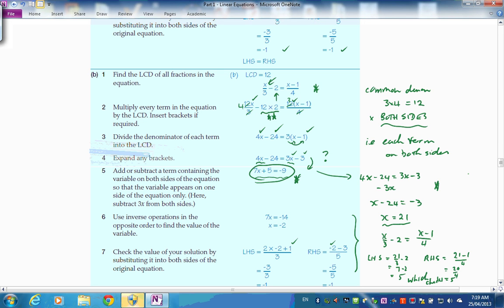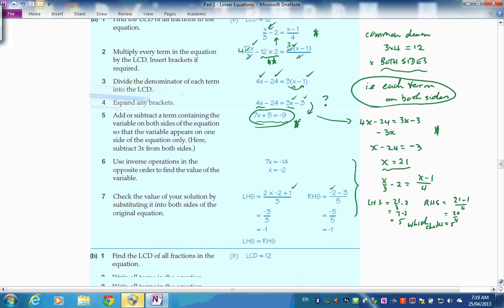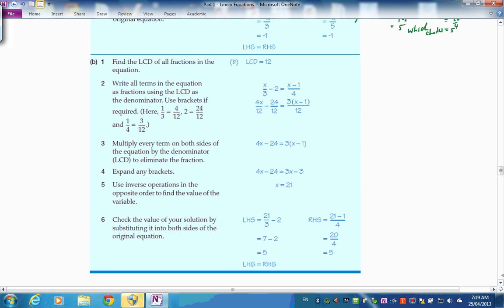Alright, do you get the idea? The most important thing is that each term on both sides must be multiplied by that common denominator. Okay, come down. Let's have a look at another one now.